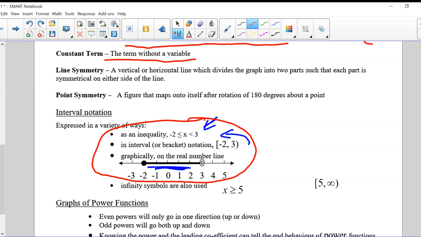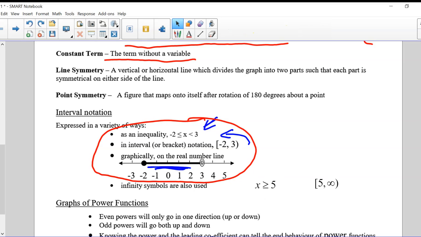Sometimes we need infinity symbols though. So let's say, for instance, you'll see one response here which says x is greater than or equal to 5. I'm not going to use a number line for that. I'm just going to show you that as one way of representing it with an inequality.